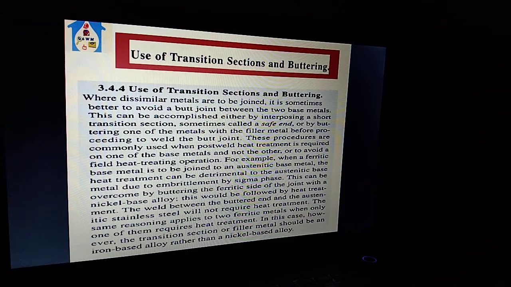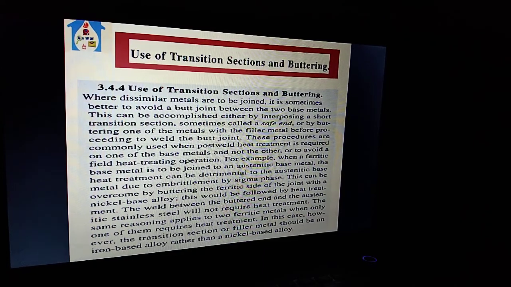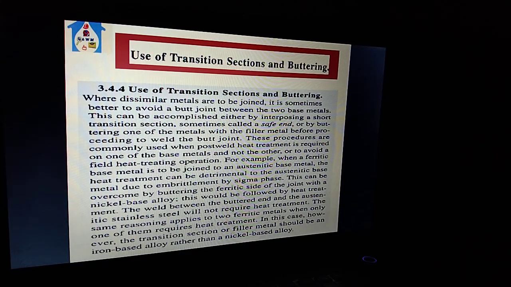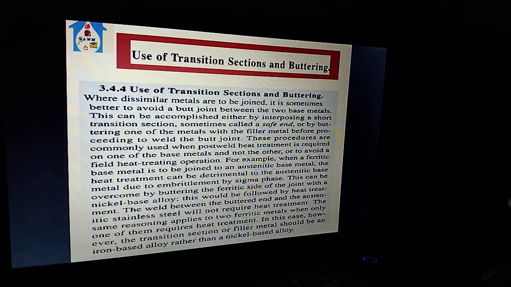The same reasoning applies to two ferritic metals where only one of them requires heat treatment. In this case, however, the transition section of filler metal should be an iron based alloy rather than a nickel based alloy.